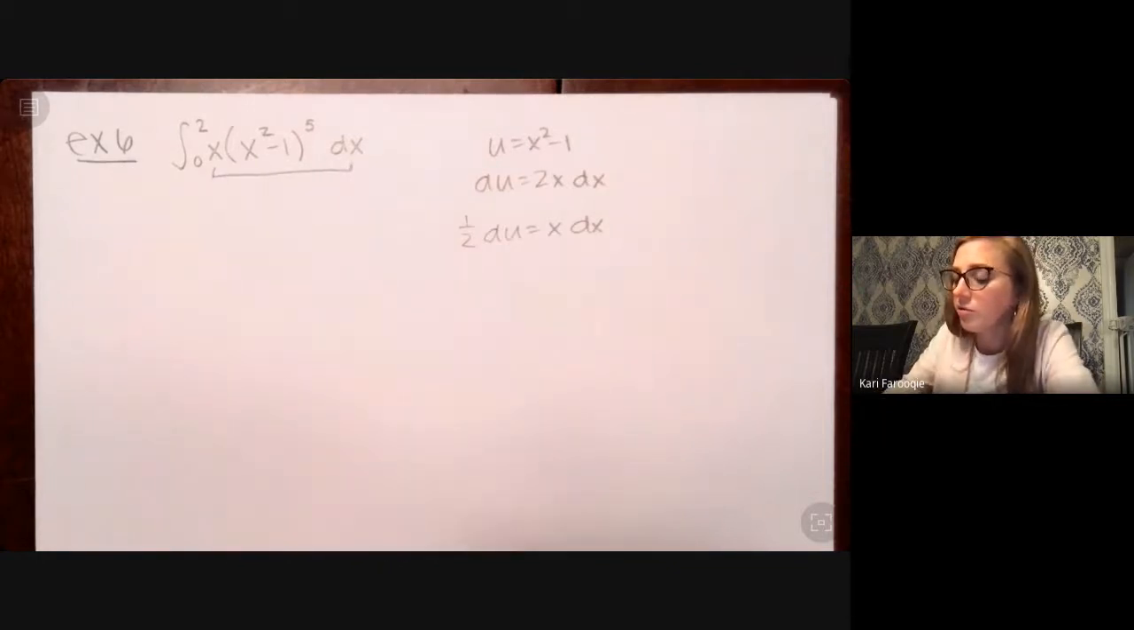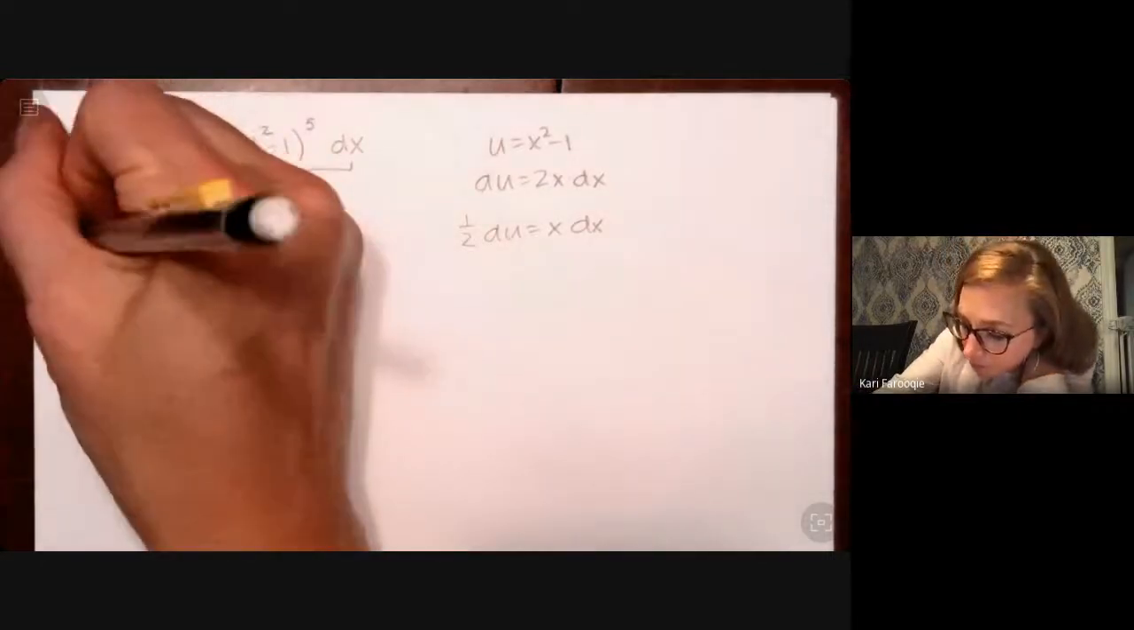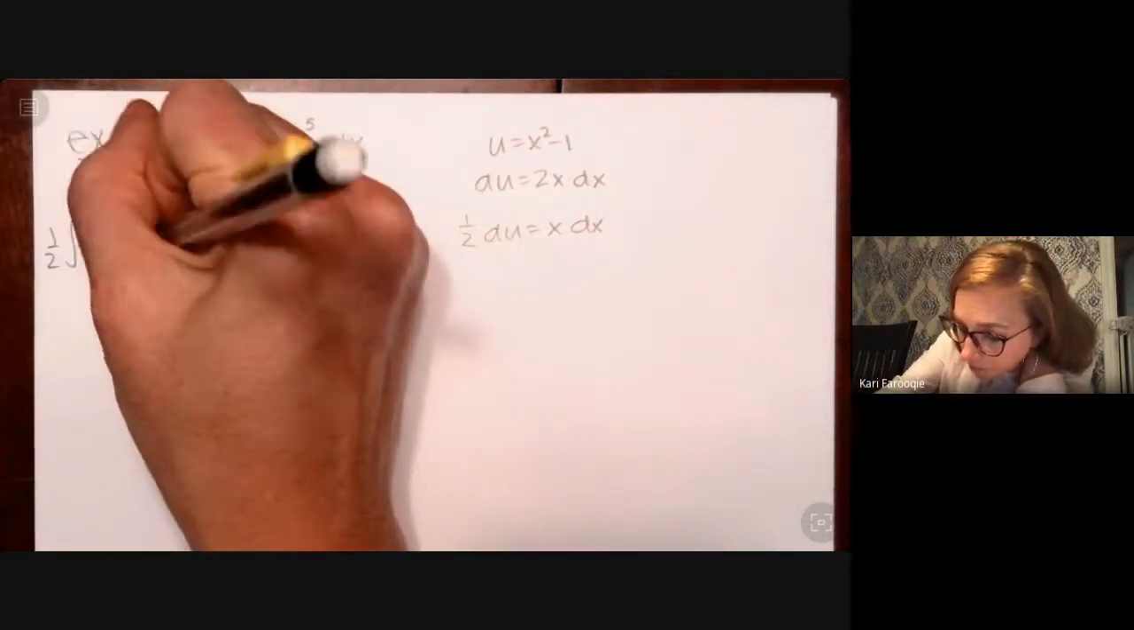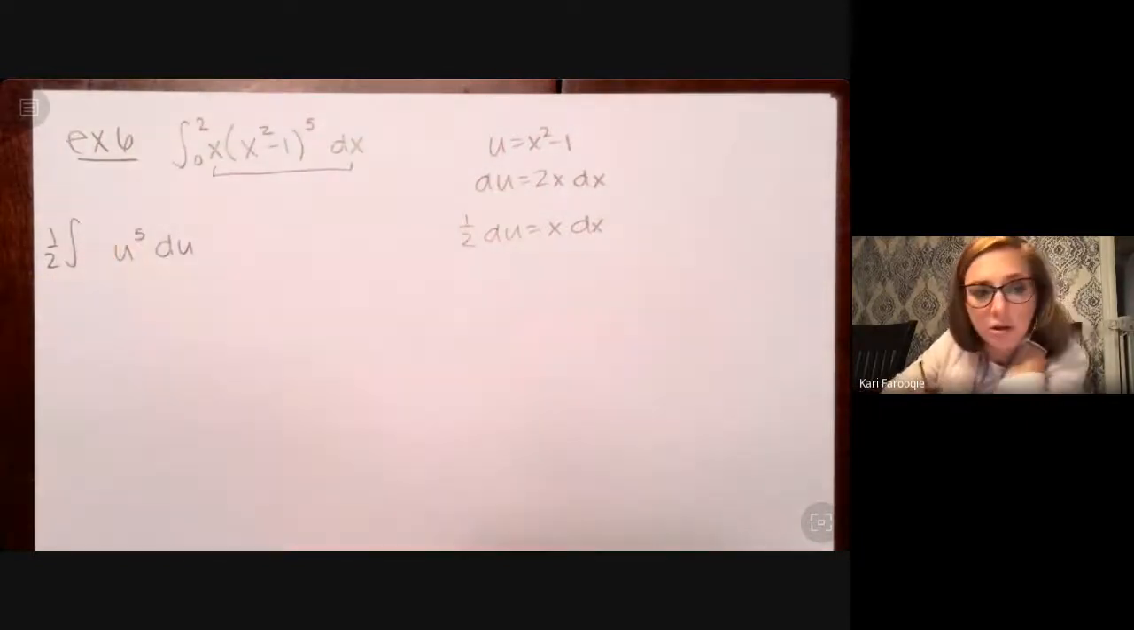Okay, so there it is. So if you're rearranging your integral, right now you have u to the 5th times 1/2 du. Notice how I'm leaving space, though, between my integration symbol and my u to the 5th. That's because I want to change my limits of integration.